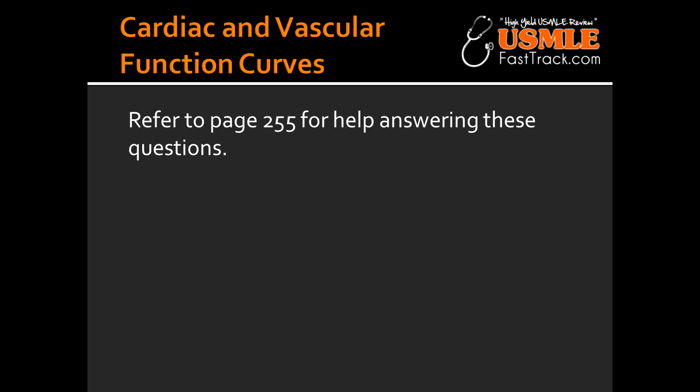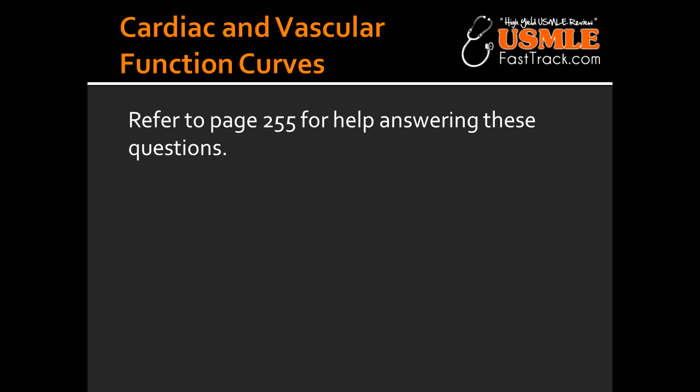Cardiac and vascular function curves. Describe the picture here that you see on page 255 describing the cardiac and the vascular function curve. On this picture you see on the y-axis the cardiac output or the venous return, and on the x-axis you see the right atrial pressure or the end diastolic volume. The red curves indicate blood volume and the green curve indicates inotropy.